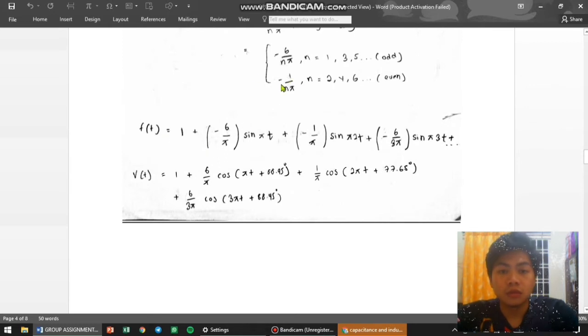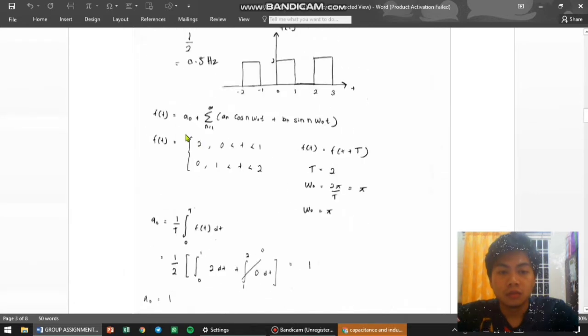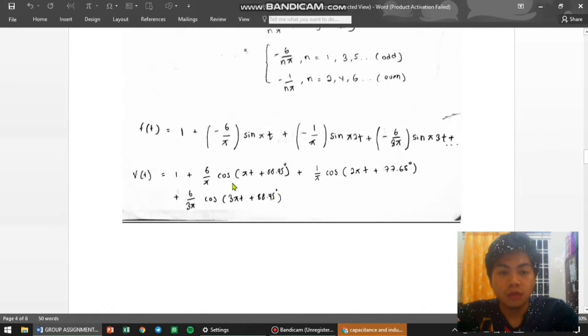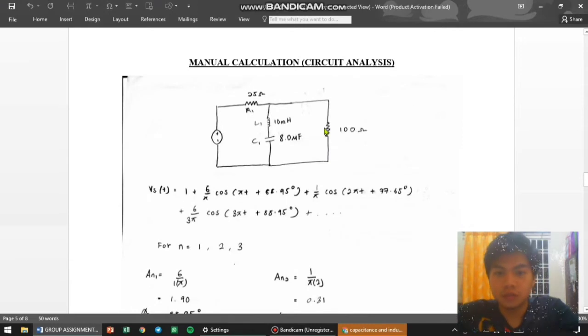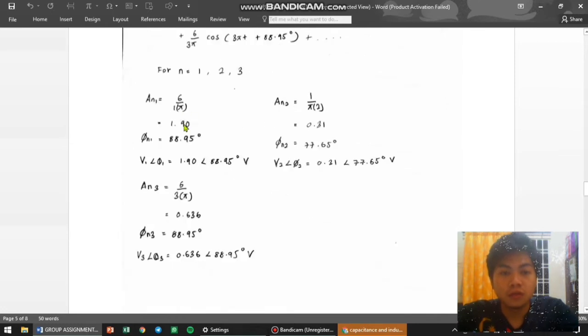So from the result that we have, we insert the value for A naught, A n, and B n. As we know, A n is 0, and A naught is 1. And for B n, we use 3 terms: term 1, term 2, and term 3. So this is the general equation for VT.